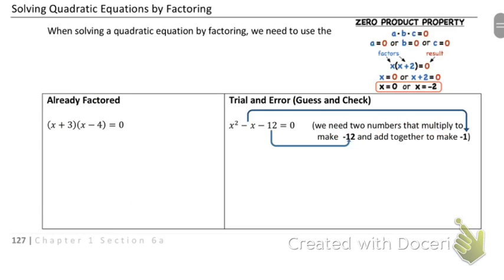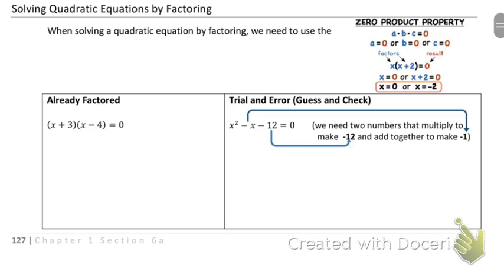Don't make me find just a square on one side, and we could put a number on the other side. The next way we could solve things is by factoring. That is when we actually have a b term where I can't just move one thing to the side and take the square root of both sides.